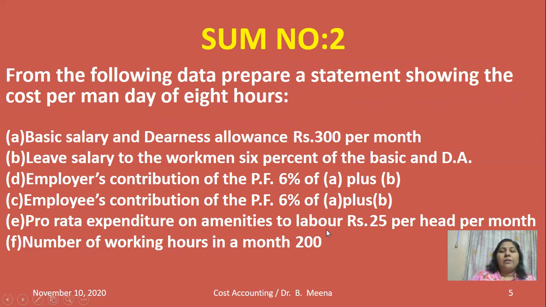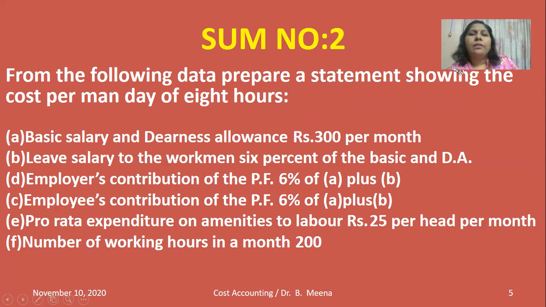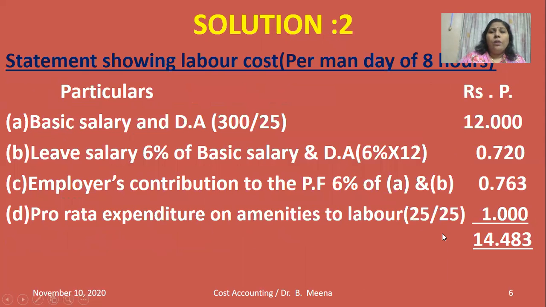25 rupees for a month. Okay, so I want to convert for a day. So how to calculate that? That is very, very important. So pro rata expenditure and amenities to labor, 25 rupees. This is for a month. So I want to convert for a day. So divided by 25 days. Rupees 25 divided by 25 days. So 1 rupee for a day for a worker as amenities expenses. So if I add all these four items, I'll get 14.483 as the labor cost per man day of 8 hours as per this problem.